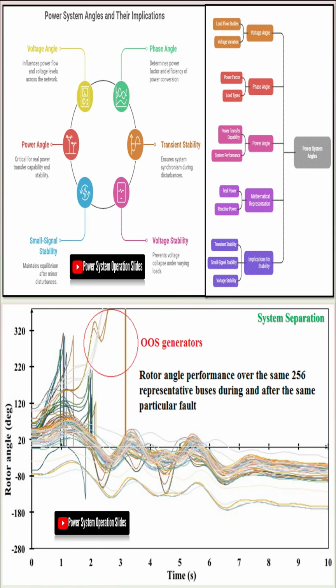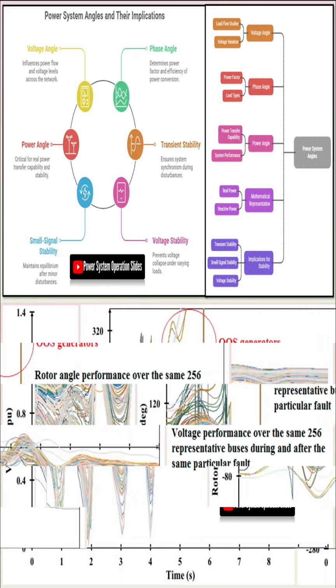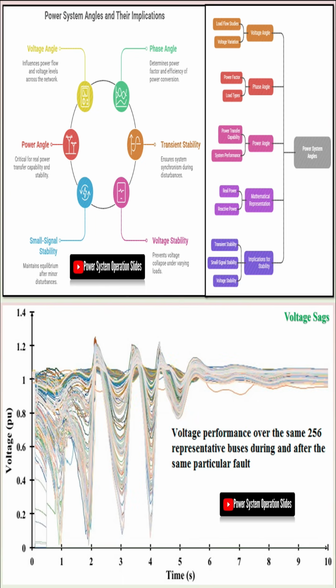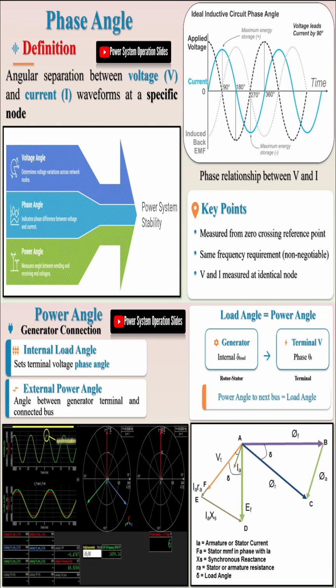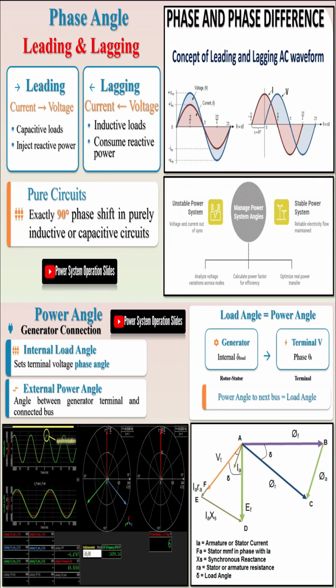For this measurement to have practical significance, both voltage and current must be measured at the same node and must operate at the same frequency, non-negotiable requirements for accurate phase angle determination. The phase angle is directly linked to the concept of leading and lagging, which arises from the reactive power characteristics of different types of electrical loads.